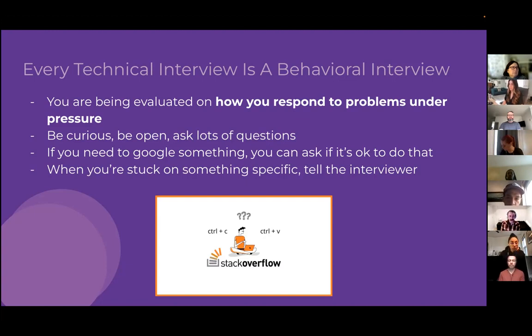And being open, being an open communicator and asking lots of questions. During these interviews, it's okay if you need to Google something or ask the interviewers for help or for clarification. If you're stuck on something specific, just tell the interviewer. That's totally fine. We live in a modern age where probably every single programmer out there has to look stuff up on the internet with regular frequency, right?